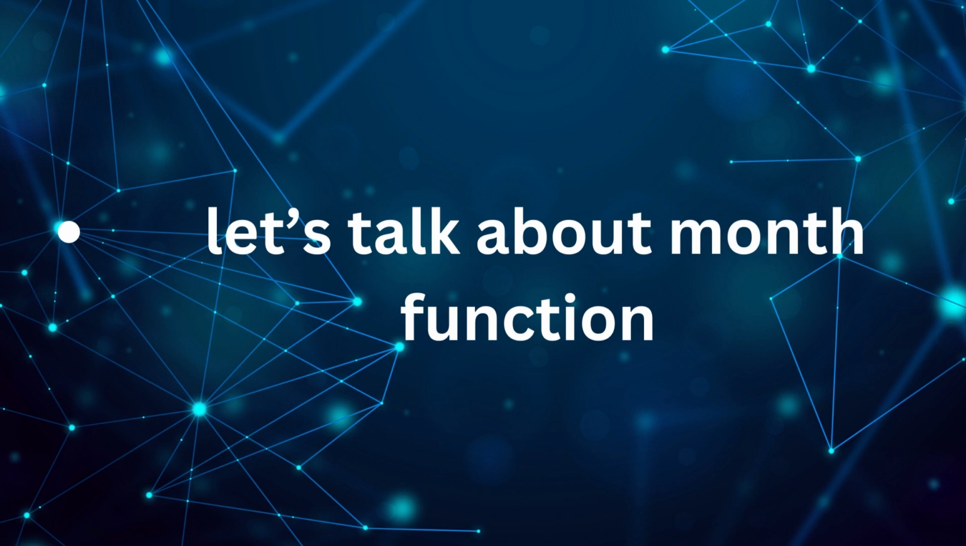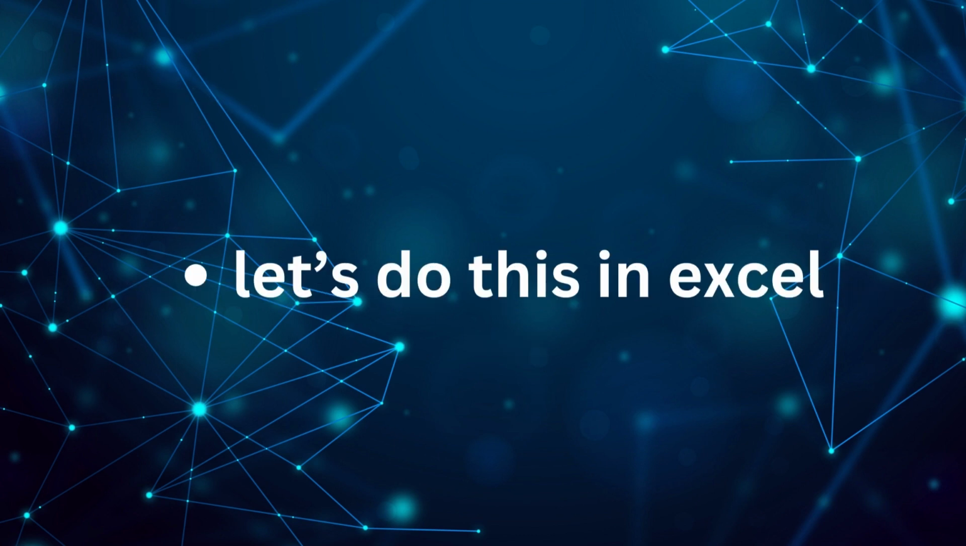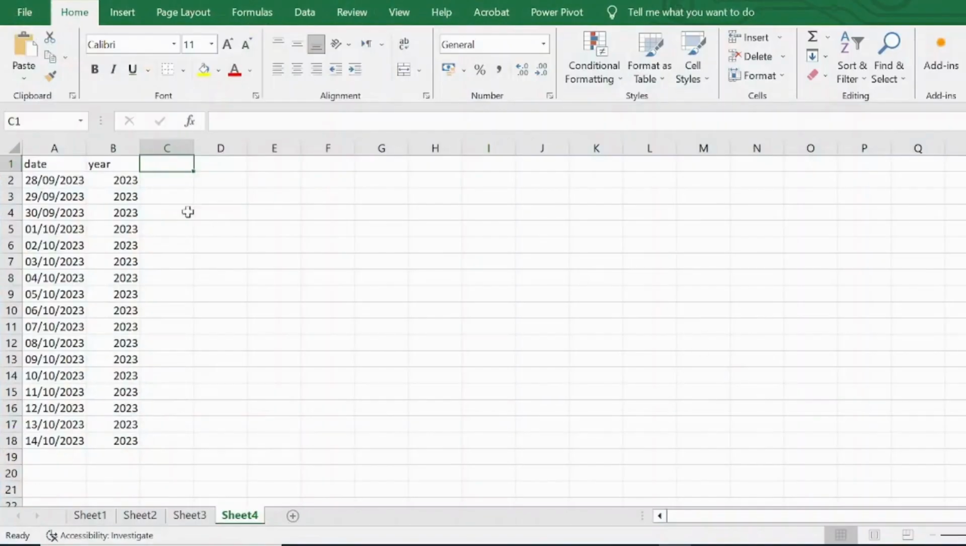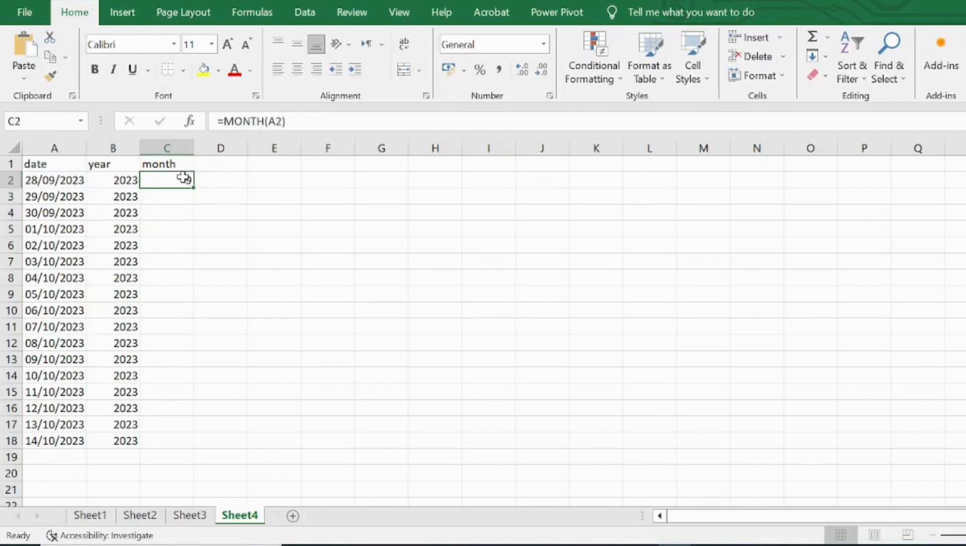Let's talk about the month function. Month is a function that returns the month of a given date. Let's do this in Excel. For example, I want this column to have the values of months of this date column. So I am going to call it month. Equals month, open parenthesis. Specify the wanted cell. And I am going to use autofill for the other values.